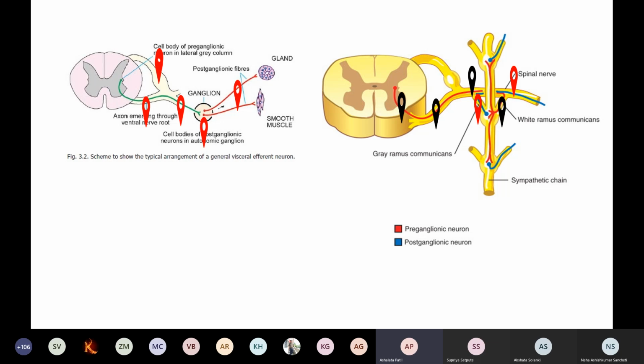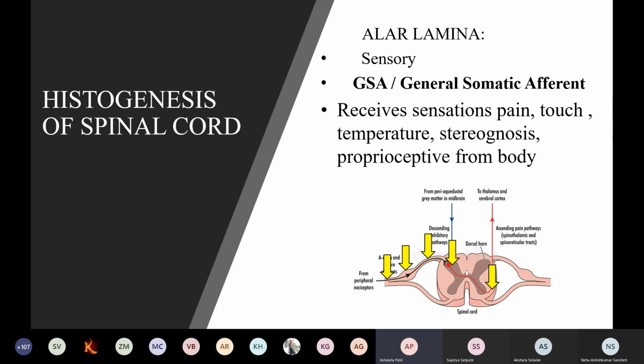So white ramus communicans means these are the preganglionic fibers coming from the spinal cord. Now from the ganglion, the fibers arise; these are the postganglionic fibers. They again enter into the spinal nerve and are distributed to their target organs. So the preganglionic fibers are connected through the white ramus communicans, and the postganglionic fibers pass through the gray ramus communicans again into the spinal nerve. So this lateral horn is the general visceral efferent component.